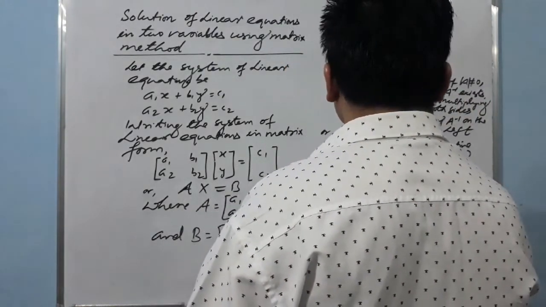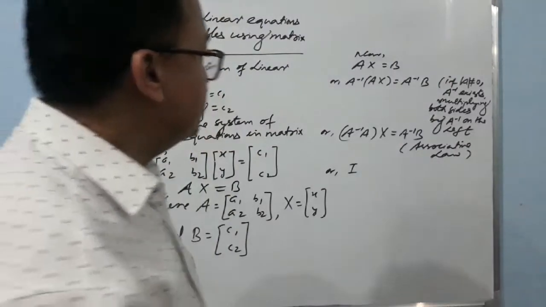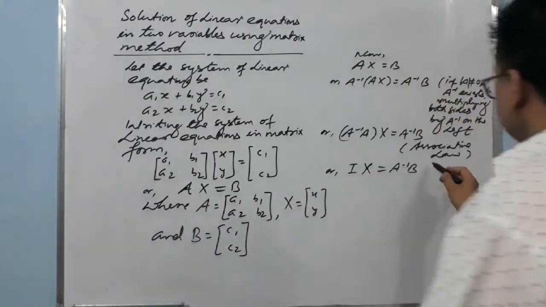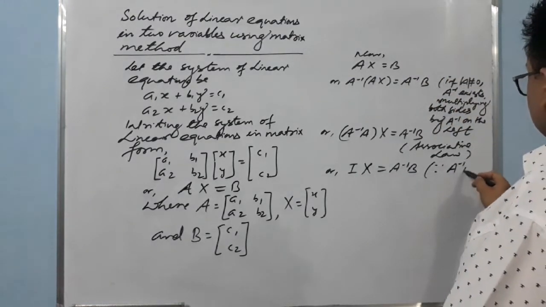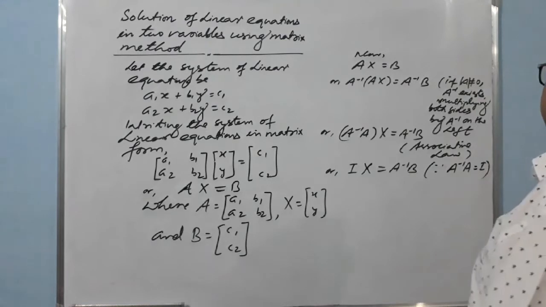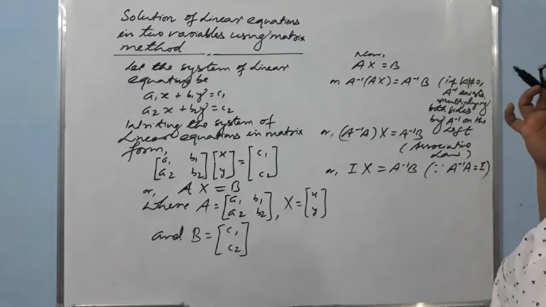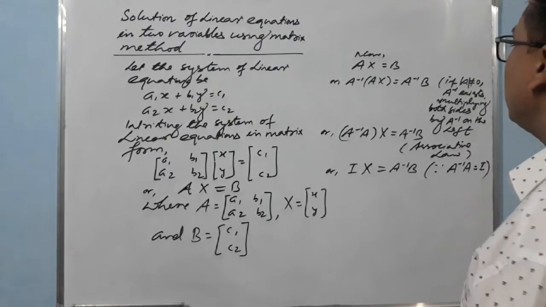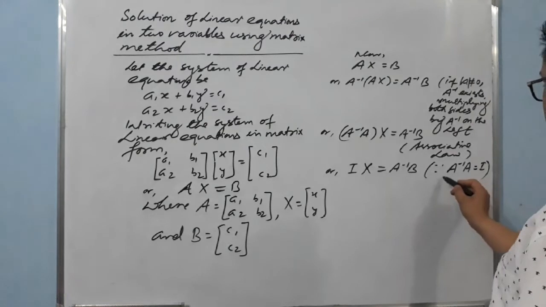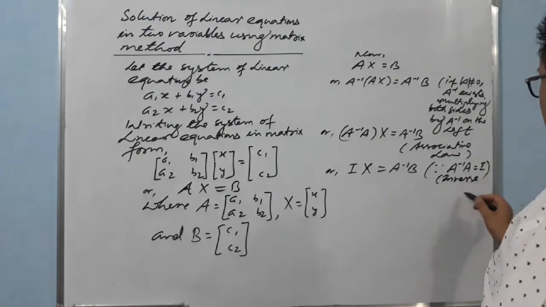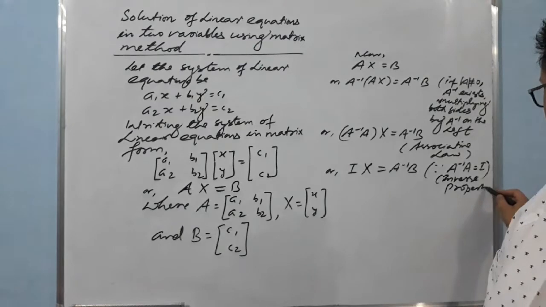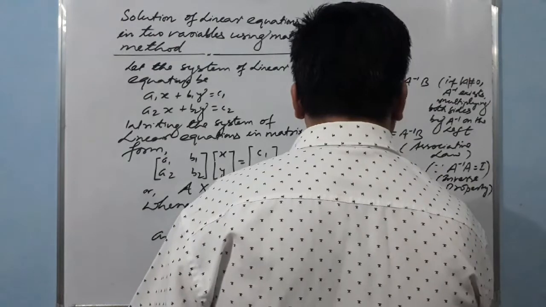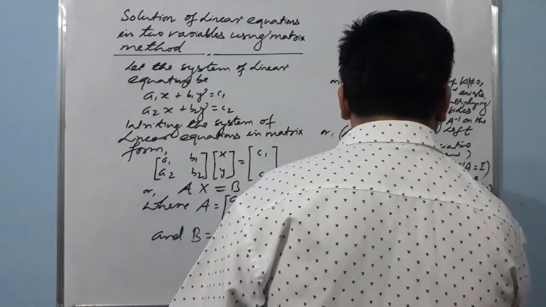Here A inverse A is equal to I, by definition the identity matrix. Here x is equal to A inverse B, since A inverse A is equal to I, the identity matrix. Because I is your identity matrix, this is also called the inverse property, using A and A inverse. So using the inverse property, I times x is equal to A inverse B.